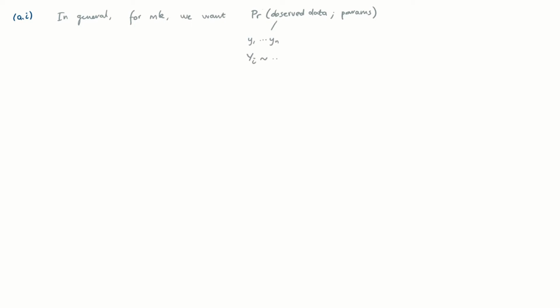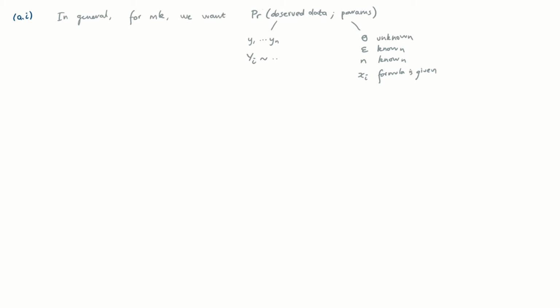The observed data, well, we've got y1 up to yn. The question also tells us about capital Y subscript i. That's the distribution, the random variable from which the observations are made. And the parameters? Well, obviously there's theta, which is an unknown parameter. The question is all about trying to estimate theta.